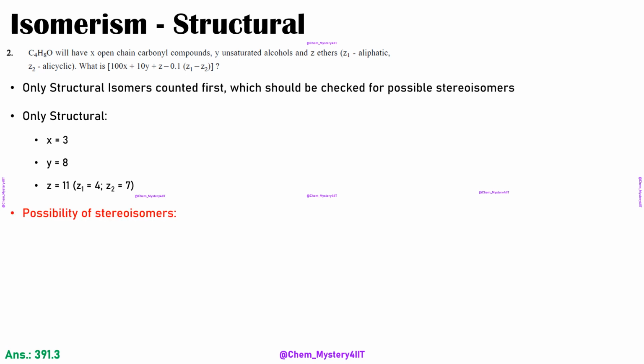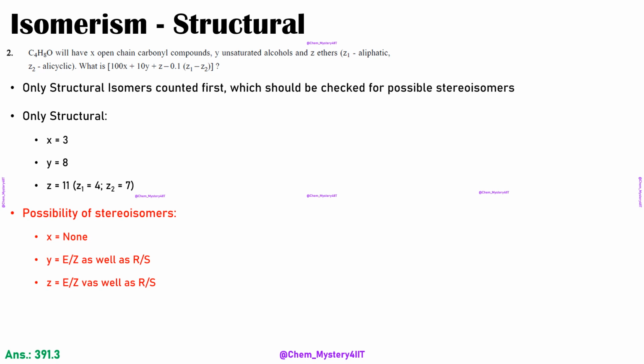When we go for the possibility of stereoisomers, then for the carbonyl compounds, X was 3, and none of them are going to have optical isomerism or geometrical isomerism possible. Among the unsaturated alcohols Y, there are possibilities of cis-trans, which we can say E and Z, as well as optical isomers, which we write as R and S, because if chiral carbons are present, we expect stereoisomers as well. In the ethers Z, the same possibility arises: we can have cis-trans as well as chiral carbons, so both geometrical as well as optical isomers are possible.